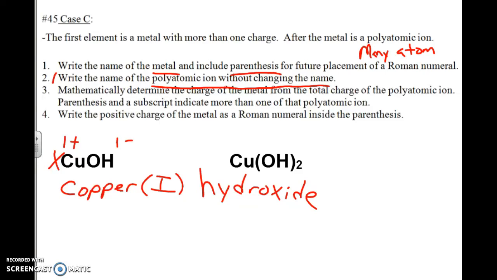The second problem is very similar. We have copper and hydroxide again, so everything stays the same except for the number that's going in the parentheses. In this problem, again, hydroxide has a 1 negative charge, but we have 2 of them, so that's a 2 negative charge total for hydroxide. That means to balance this out to 0, we have to have a 2 positive charge for copper. So this would be copper(II) hydroxide.